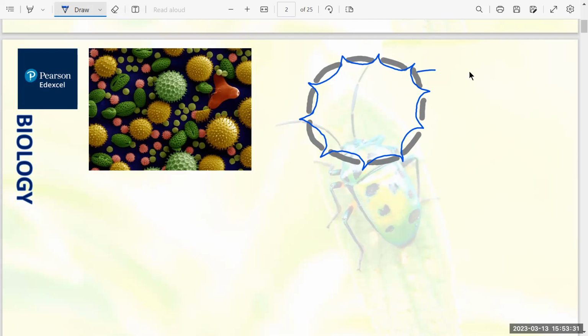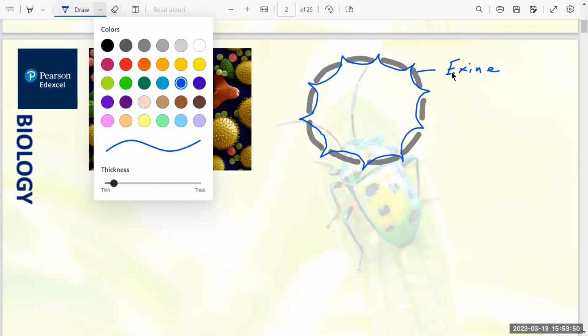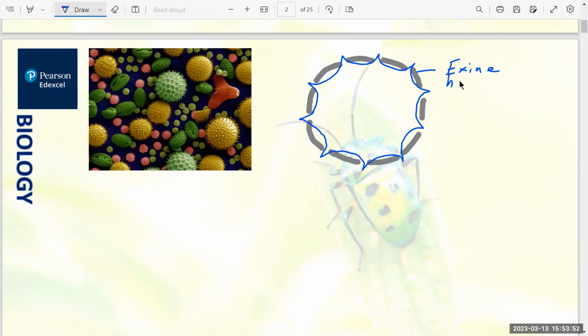So this outer wall is called exine. The inner wall is called intine. The outer wall is very hard, and it is made out of a special chemical structure, a hard layer made out of sporopollenin. Sporopollenin. And this is intine.